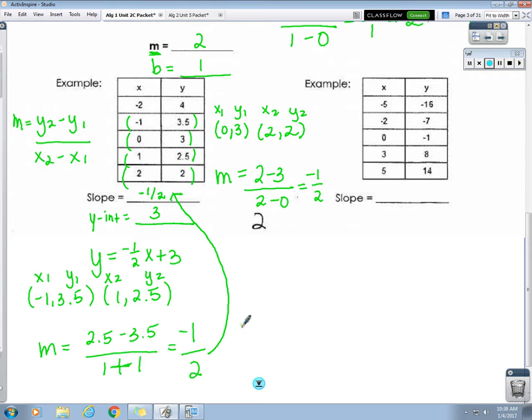The reason it works like that is because these points form a line. They're linear. And so no matter which points you choose, you're going to get the same slope every time because they're all on the same line. Okay, go ahead and try this example. Find the slope and the y-intercept, and then write the equation of the line in y equals mx plus b form.